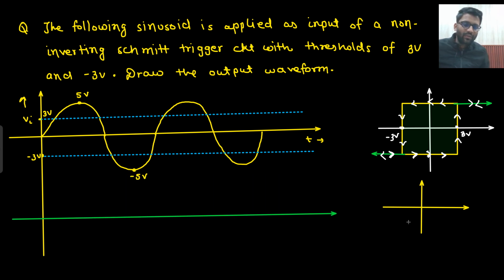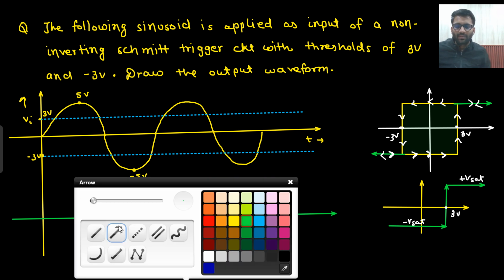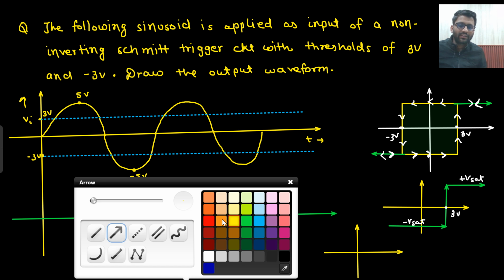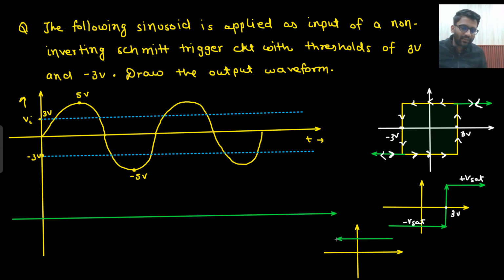So how will my characteristics look like? If input is increasing, then change will be happening at 3 volt. Input is increasing like this, change is happening at 3 volt. This is your minus Vset, then you will have plus Vset. Saturation voltage will be mentioned actually. Okay. Then next, now your input is decreasing. This manner we are going. Input is decreasing. So what kind of characteristics are we getting? This kind of characteristics we are getting. So two kinds of characteristics are there. These two kinds of characteristics we can see.